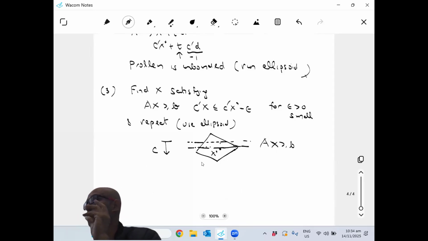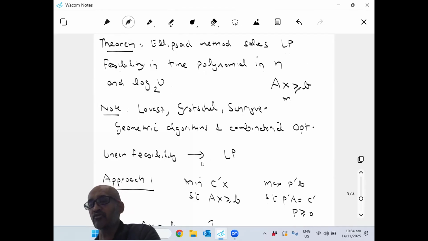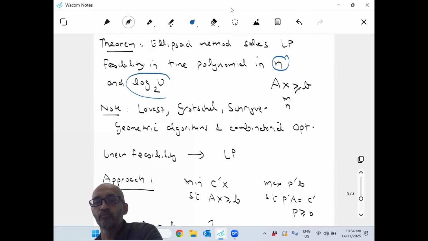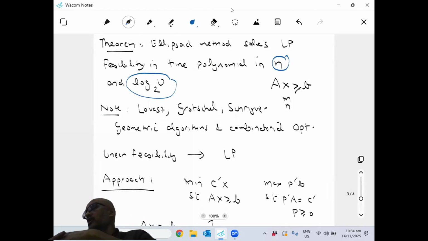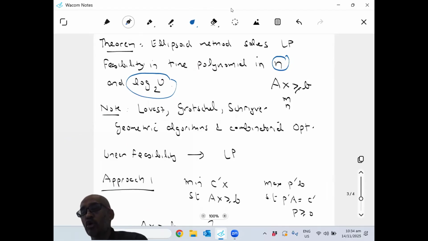Now the key thing, and maybe the most important takeaway which I want you to take from the ellipsoid method, is that the algorithm has one very, very important property. If you look at the dependence of the ellipsoid method, even for the feasibility problem, Ax greater than or equal to b, I've got m constraints, n variables. If you look at the complexity, it depends polynomially on n and log of U, which are the entries in A and b. It does not depend on m. So somehow the number of constraints in the LP don't really matter. There is no dependence on m anywhere.